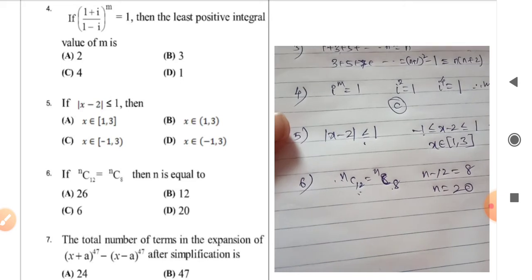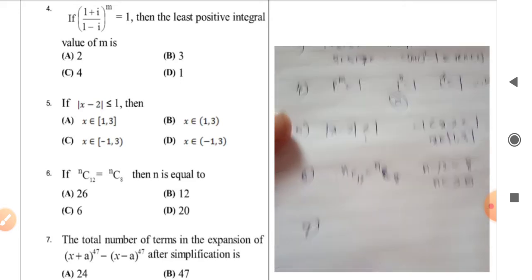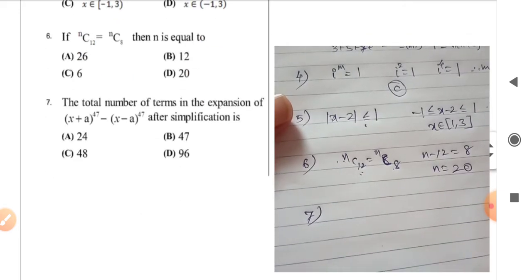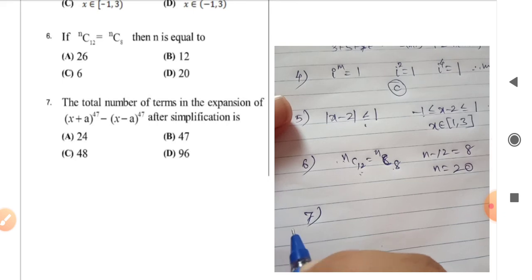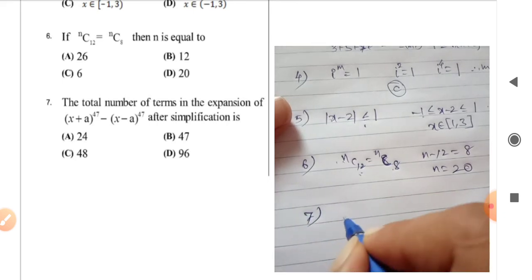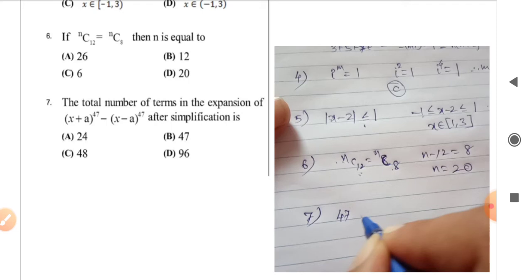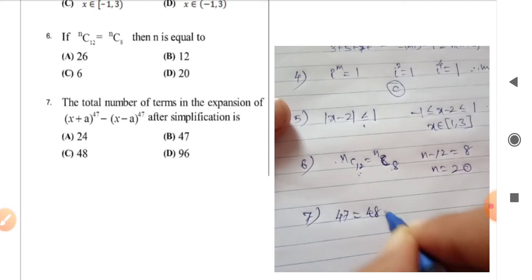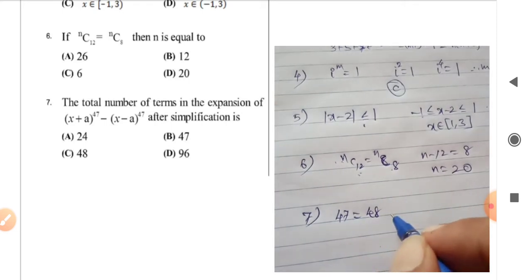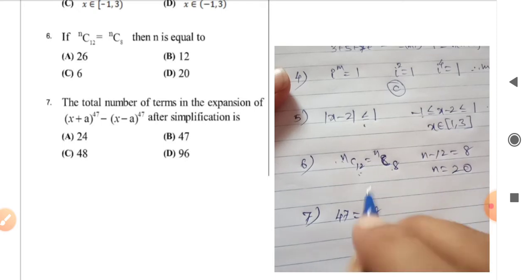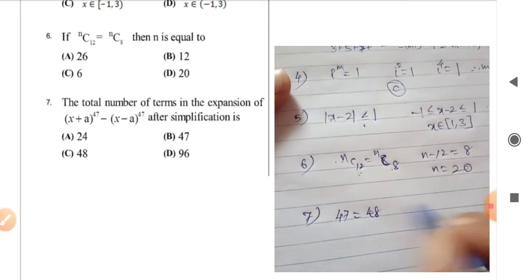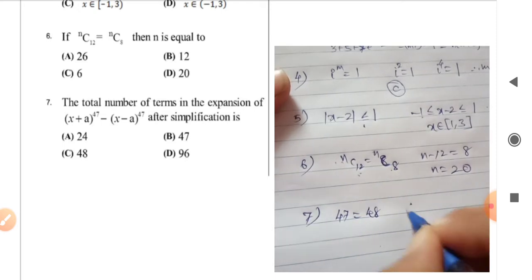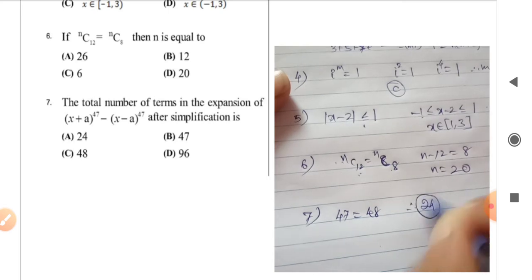And if I go with the seventh problem, look at this. Seventh problem is very simple. They are asking about the total number of terms in this expansion. My dear students, the power given here is 47. Obviously the number of terms will be 48. So 48 terms are given in the first one, 48 terms in the second one. When you subtract, an equal number of terms will be cancelled. Therefore the total number remaining is 24. So the answer is A.